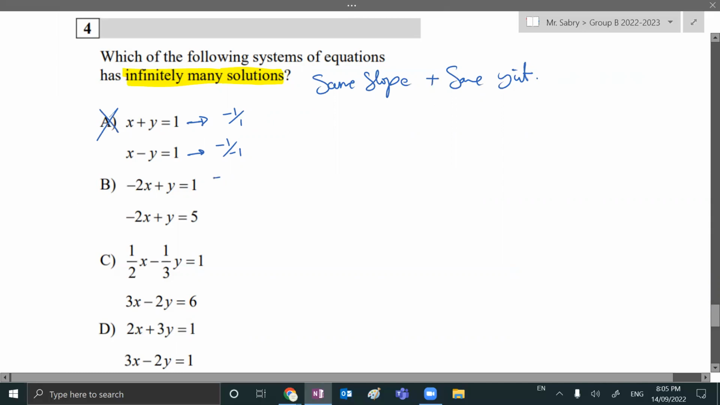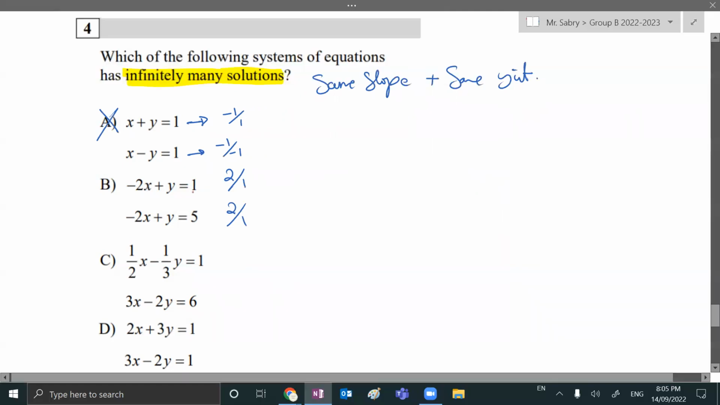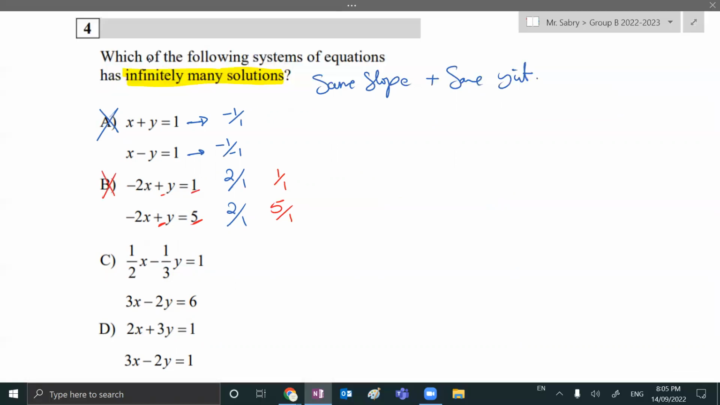When you check B, they do have clearly the same slope, actually +2/1, and the other one is +2/1. But for the y-intercept, it's not the same. The y-intercept is 1/1, but this one it's 5/1. So they do not have the same y-intercept, so B is not the correct answer.